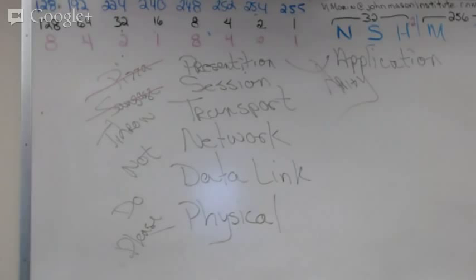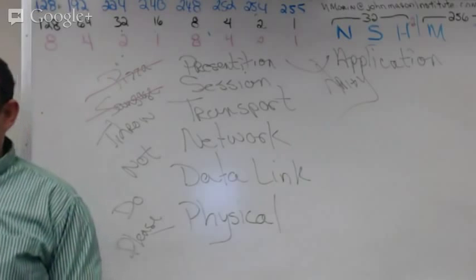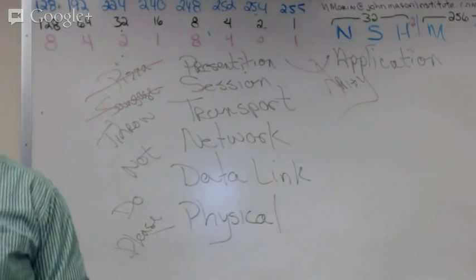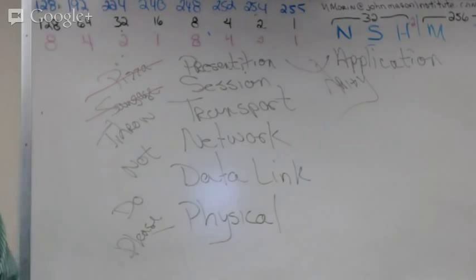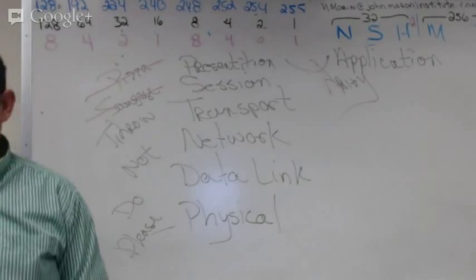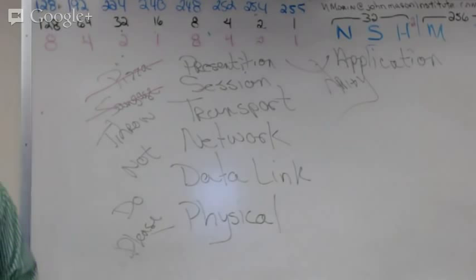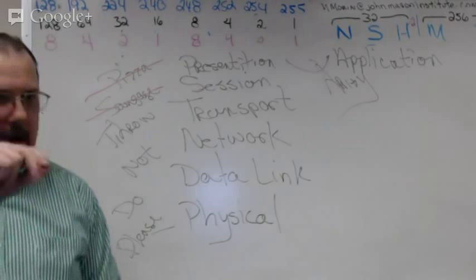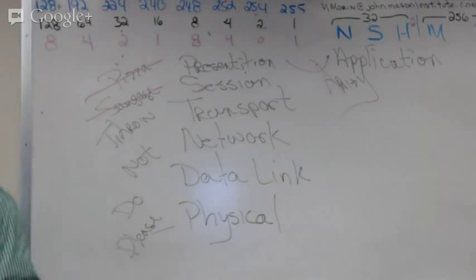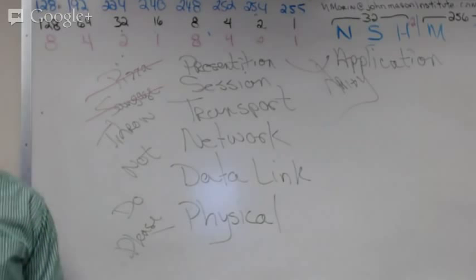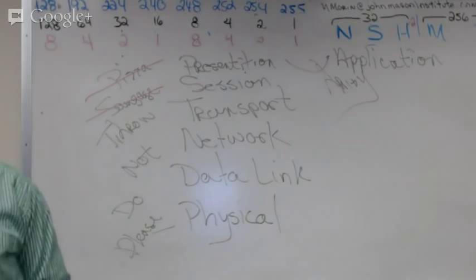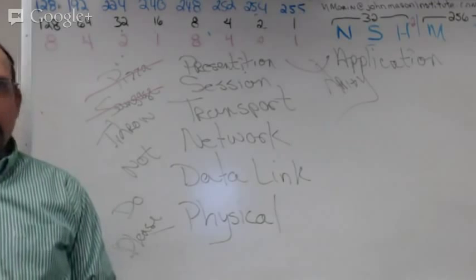They say the following network devices operate at all 7 layers of the OSI model: network management stations, web and application servers, gateways, but not default gateways. There's a difference between a gateway and a default gateway. Default gateway, we'll hit a little later. And network hosts.